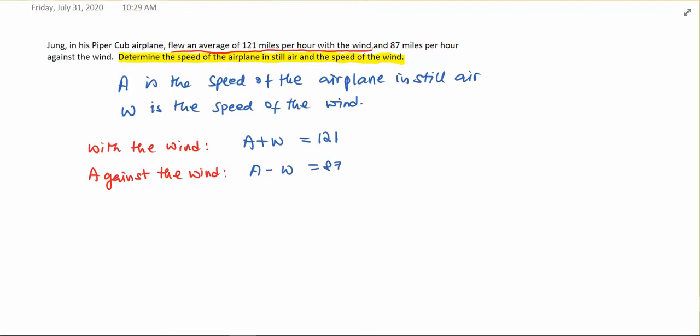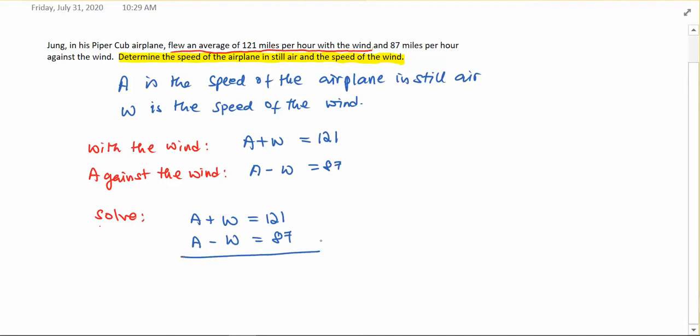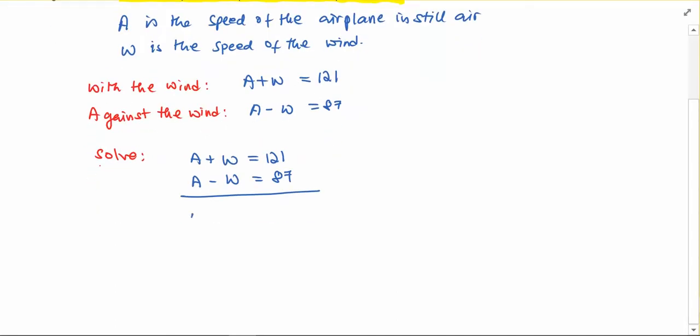So those are your two equations. Now you can solve this system either using the addition method or the substitution method. Seems like this is perfectly set up for addition. All the variables on one side, and one is positive and one is negative, and all we have to do is add and everything cancels out. So 2 times A is equal to 208, if I did the math right. And then we can find A by dividing both sides by 2, and we get A equals 104.